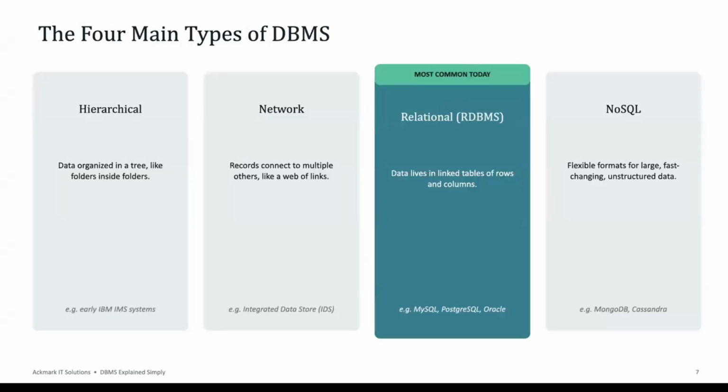The four main types of DBMS. Now, not all DBMS are built the same way. There are actually a few different styles, a bit like different genres of music. There's hierarchical, where data is arranged like a family tree, parents, children, neat little branches. There's network, where records link to each other, more like a spider web than a tree.